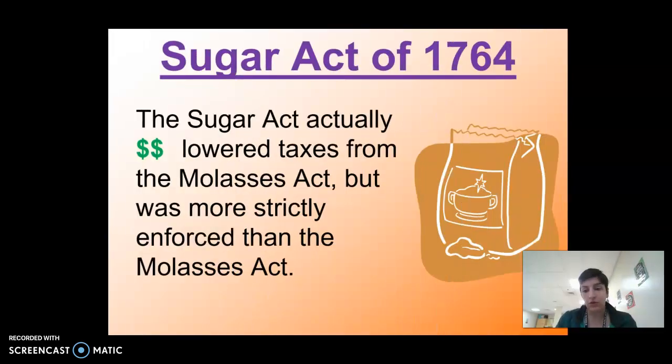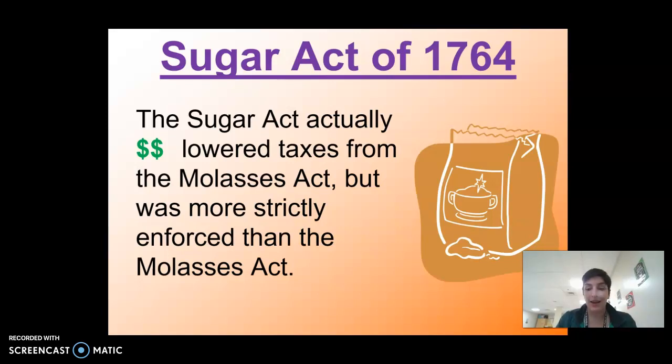The Sugar Act was another law, of 1764. The Sugar Act actually lowered taxes from the Molasses Act, but was more strictly enforced than the Molasses Act. Literally, this is people being taxed on sugar. The Molasses Act was basically a sugar tax beforehand, but nobody really held anyone to it. The Sugar Act made it so if you were buying sugar, you had to pay a lot of money in taxes on those items.